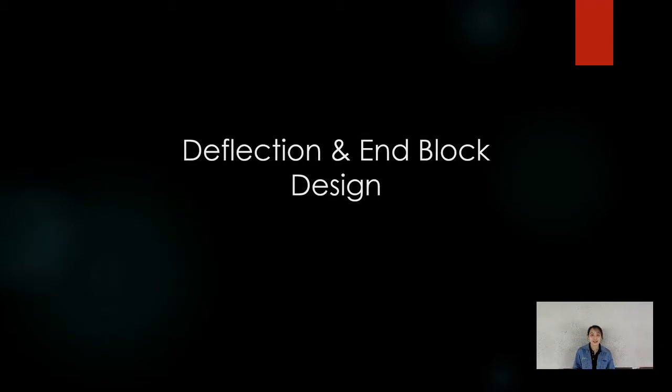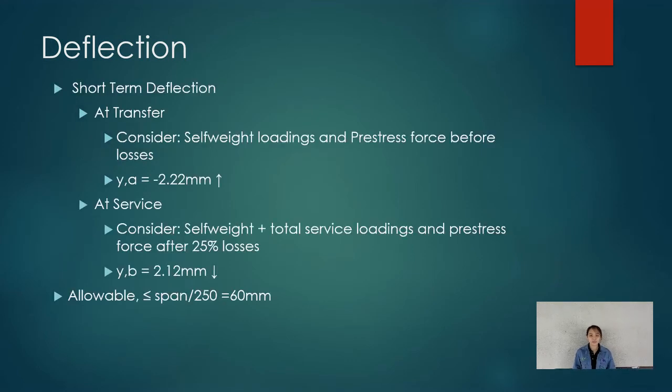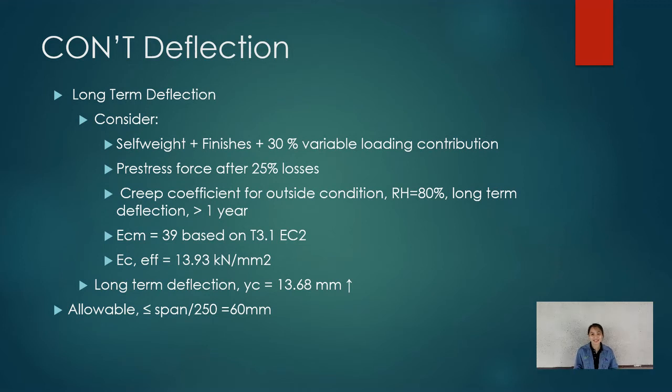Next part is on the deflection and end block design. The deflections are calculated as short and long-term deflection. Self-weight loadings and prestress force before losses are considered at transfer, while self-weight plus total service loading and prestress force after 25% losses is considered as service, with values of negative 2.22 and 2.12 mm respectively, complying with the allowable deflection of 60 mm. Next, self-weight plus finishes plus 30% of variable loading contribution and prestress force after 25% losses were considered in long-term deflection. The effective modulus of elasticity is 13.93 kN per millimeter square. The long-term deflection is 13.68 mm, complying with the allowable of 60 mm.